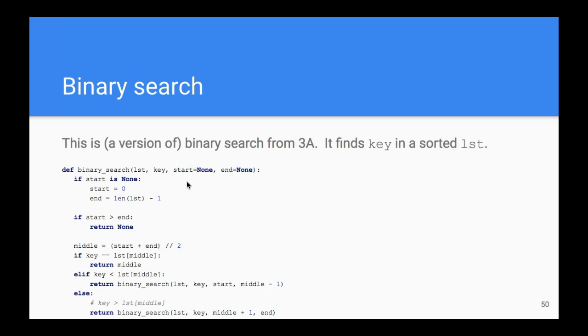Basically, given a list and a key, the binary search is going to look up the key in the list, and if it finds it, it will return the index of the key, and if not, it will return none. The important thing to remember about binary search, obviously, is that the list must be sorted for it to work. Okay, so what is the big O of this algorithm?